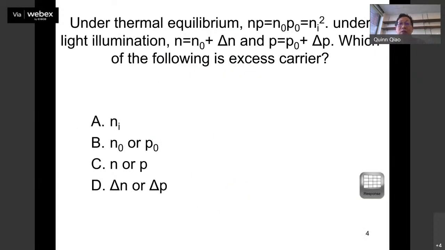Here is an example. Under thermal equilibrium, we have these equations, right? But whenever you have light illumination, n becomes n0 plus delta n, and p equals p0 plus delta p. The question asks which is the excess carrier. That's delta n, delta p: the extra carriers compared to the carrier density under thermal equilibrium.